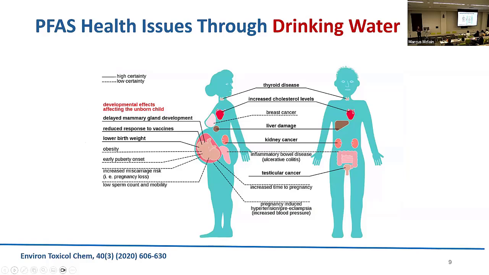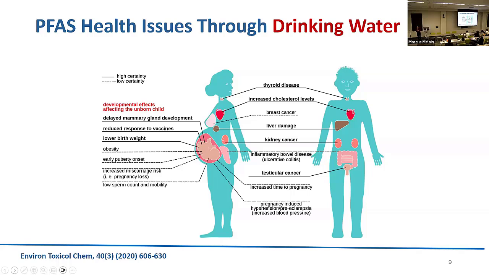It means there is enough evidence. And the dashed one shows the low certainty. It means requiring more evidence. And it affects adults and unborn babies. For unborn babies, like lower birth weight, decreased vaccine response, and increased miscarriage risk.